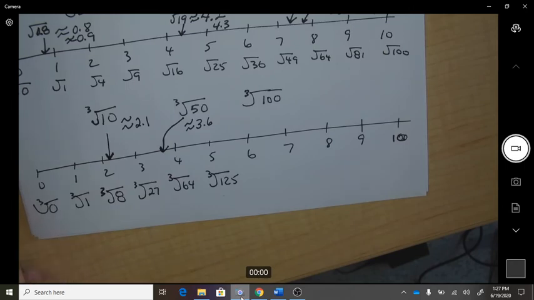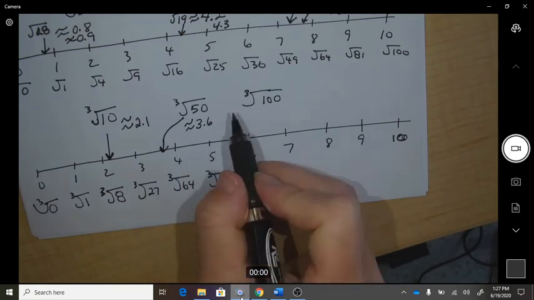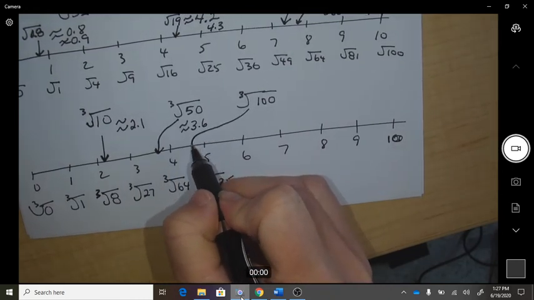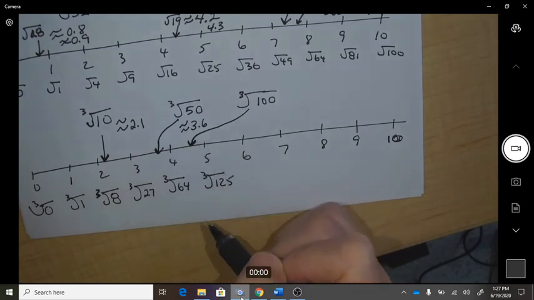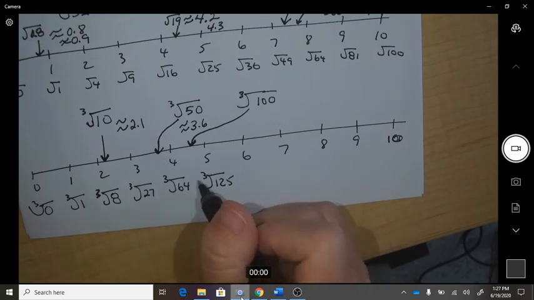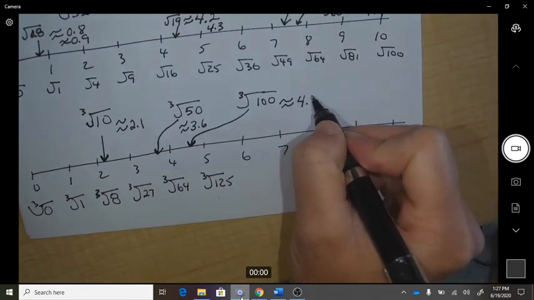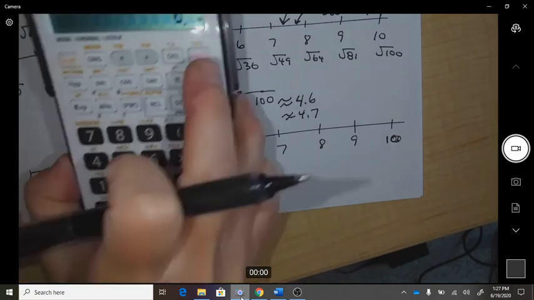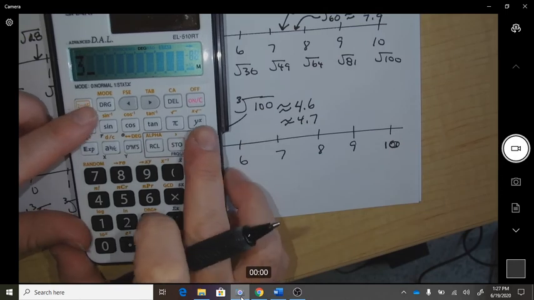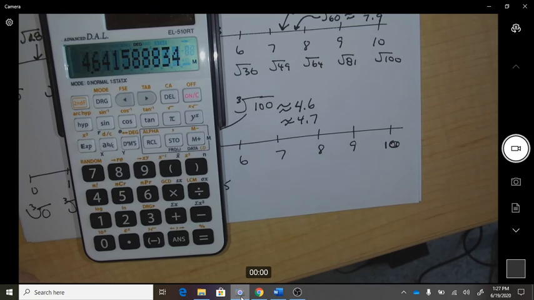And the last one is the cube root of 100. So that would be from 64 to 125. Would be in here somewhere. So my guess might be about 4.6 or 4.7. And checking on my calculator, cube root of 100. So that's what it is. But you should be able to do that without your calculator.